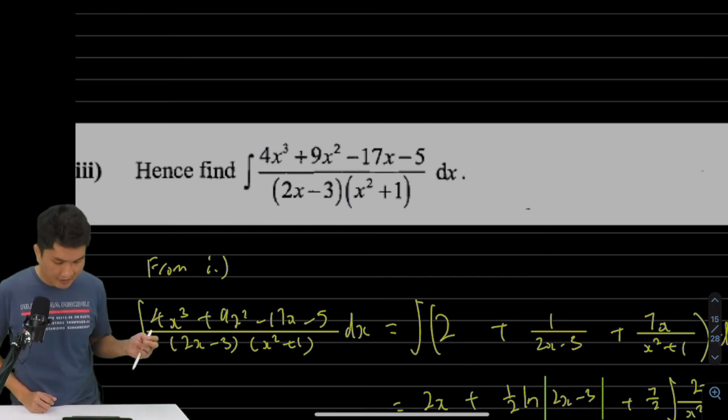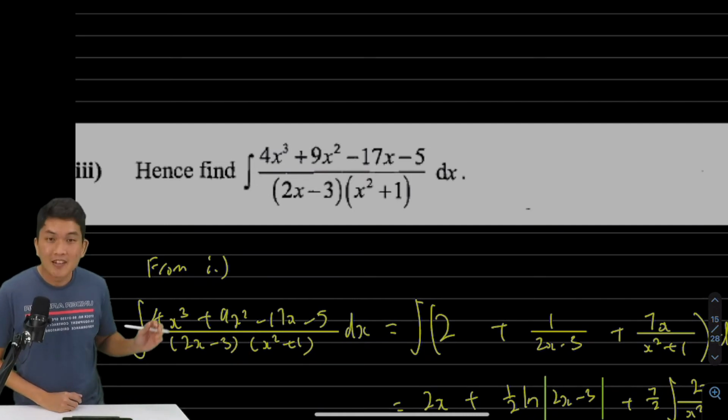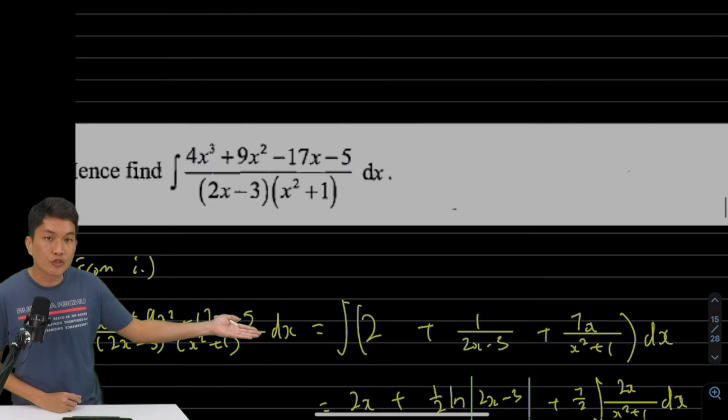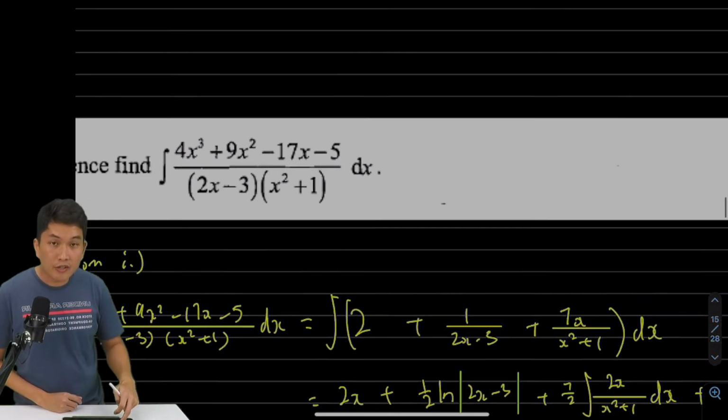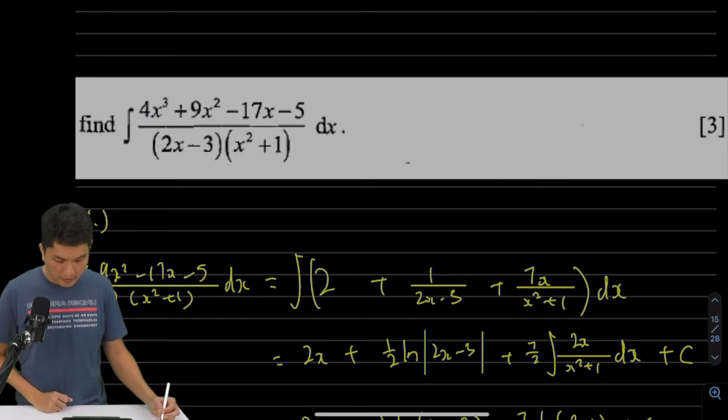And integrating this is much easier than integrating this, because I have seriously no idea how to integrate this if you ask me, except for maybe typing it into Google. So next, let's integrate this one, which is much simpler. So we can see integrating 2 just gives me 2x. Integrating 1 over 2x minus 3, that is natural log of 2x minus 3.